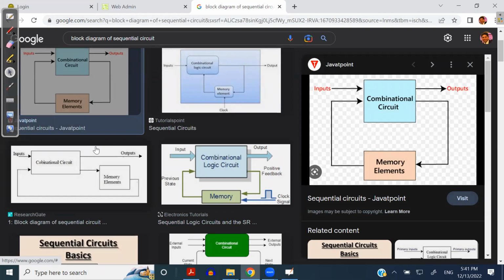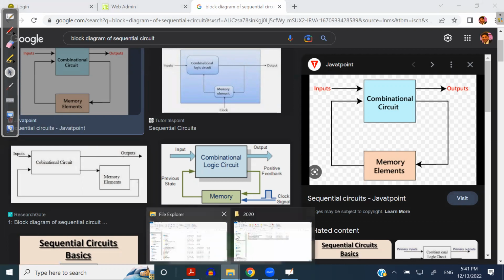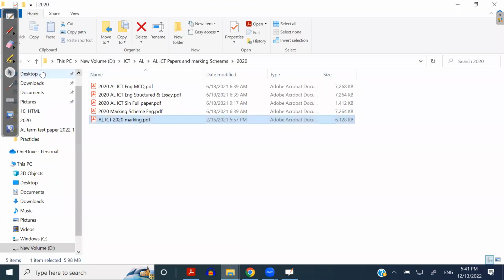Right? So remember, sequential is not the half adder or full adder. It's a different one. That is for the calculation. Flip flops are memory, right? How the flip flops are going to be.